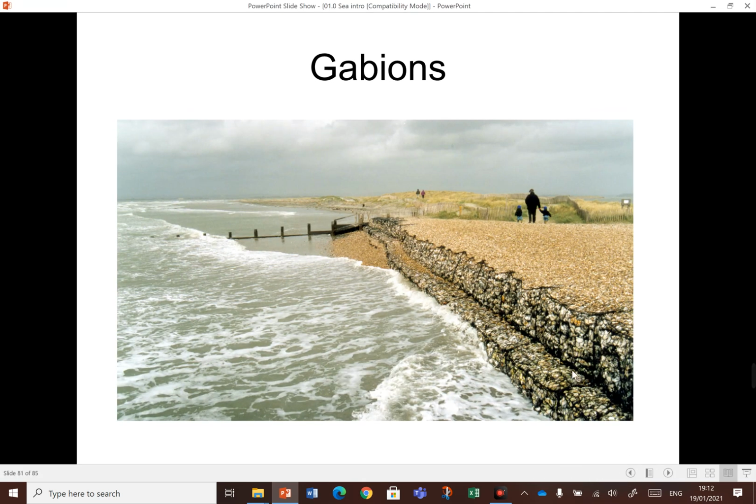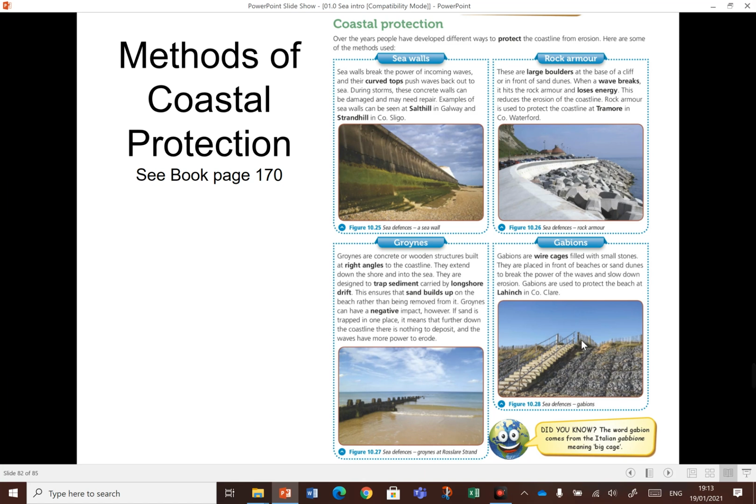So you can see in this coastal area here, the gabions are in layers beneath the sand. And what happens is, it works the same way as the other ones do. When the waves crash, they have to filter through the rocks, and this causes the waves to weaken. And if the waves are weaker, then they cause less coastal erosion.